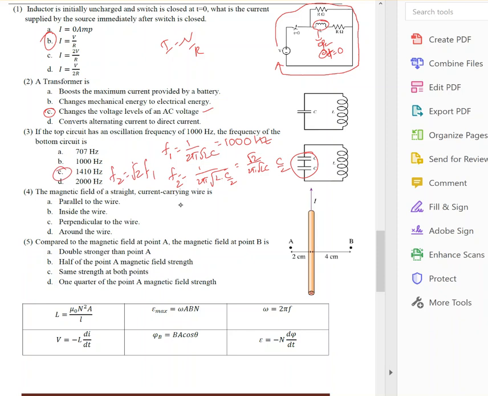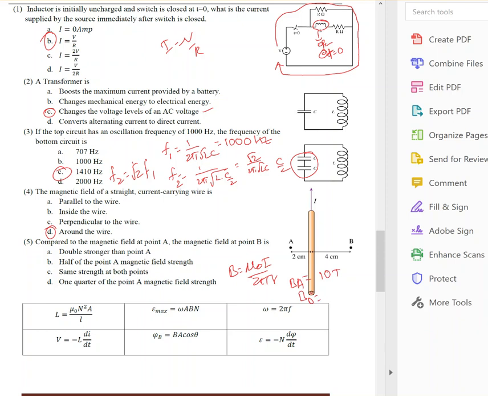The magnetic field strength of a current carrying wire is parallel to the wire, inside the wire, perpendicular to the wire, or around the wire. We know that magnetic field strength is always around the current carrying conductor. Compared to the magnetic field at point A, the magnetic field at point B is, so the formula for magnetic field, B equal to mu naught I over 2 pi R. Okay, so BA, say magnetic field at A is, say I'm going to take that as 10 Tesla.